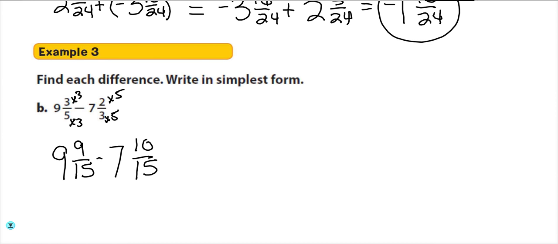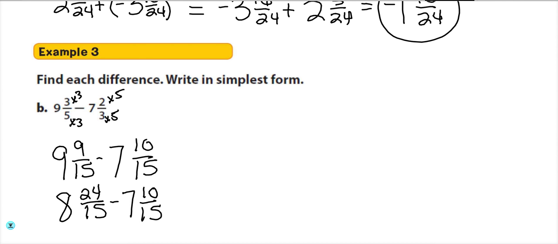Okay, so can I do 9 minus 7? Yes, I can do 9 minus 7. Can I do 9 minus 10? No, I can't do 9 minus 10. So what do I need to do? I need to borrow. So when I borrow, I subtract 1 from here, so that's going to be 8. And then I take the bottom, which is 15, and I add it to the top 9, so that's going to give me 24. So it's going to be 24 over 15 minus, and then 7 and 10/15.